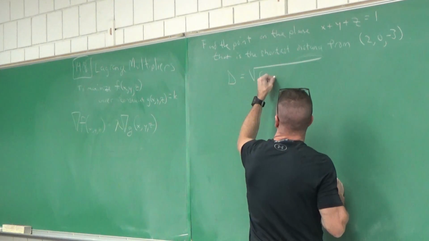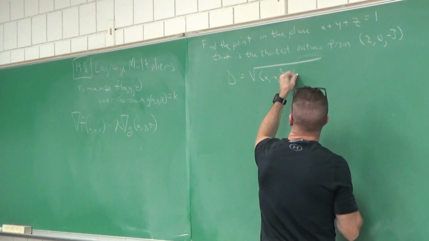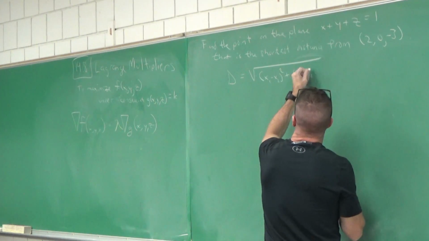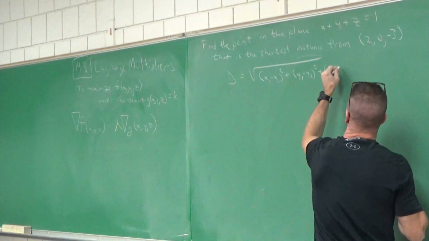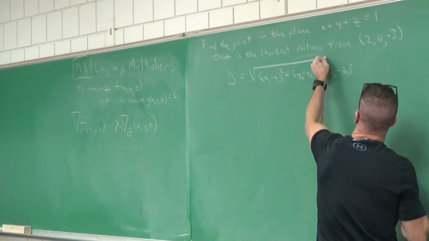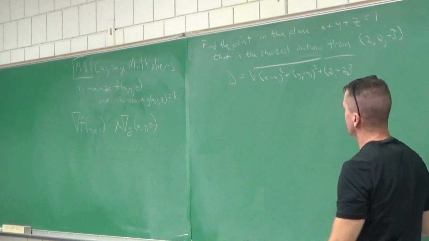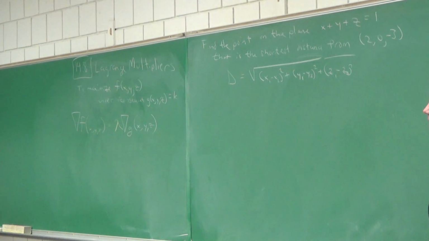(x1 - x2)² + (y1 - y2)² + (z1 - z2)². There we go. That's what we're trying to minimize, the shortest distance. What's the constraint though? Look through the problem. There's got to be some constraint under this.